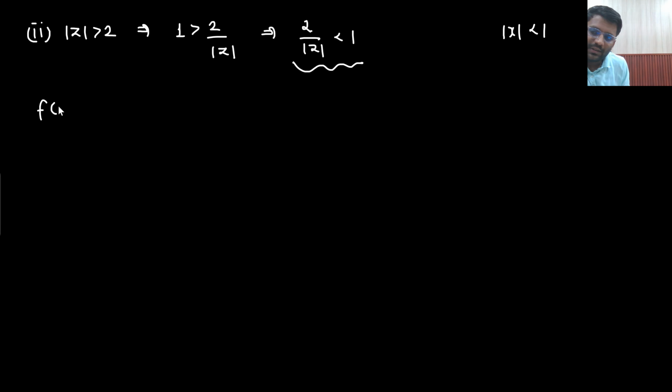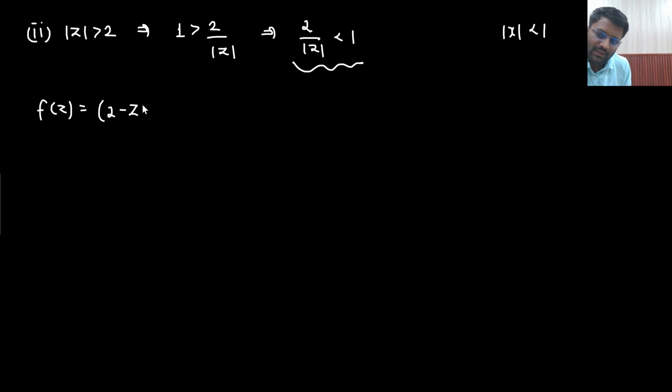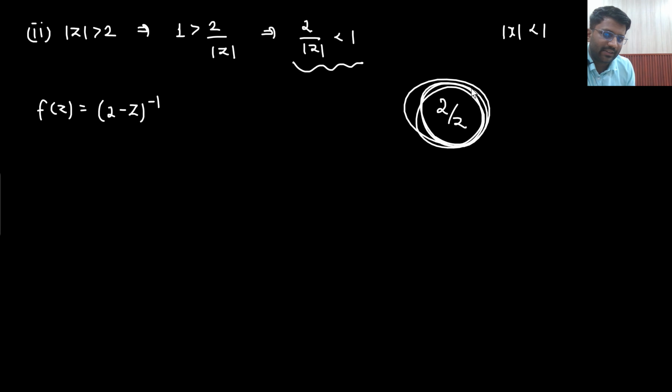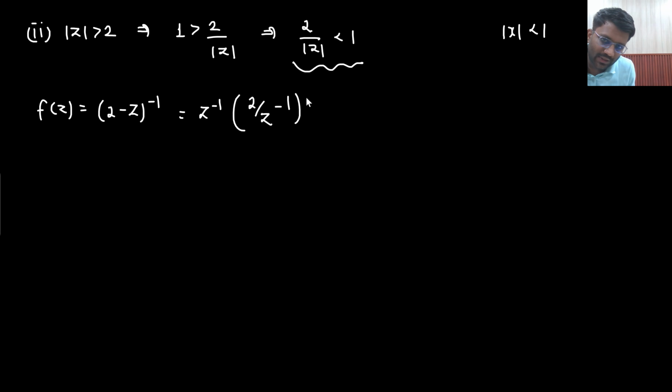Now what is your f of z? Sir, my f of z is nothing but 2 minus z to the power minus 1. Now how can I apply the expansion? Sir, I can apply the expansion only for the condition of 2 by z. I need this expression 2 by z. So what does that mean? What do I need to take outside this time? This time I will take z outside. If you take z outside, this will become z inverse, 2 by z minus 1, to the power minus 1. I have taken z outside, so z inverse goes outside along with 2 by z minus 1. Along with that, I now need to take the minus sign outside as well.